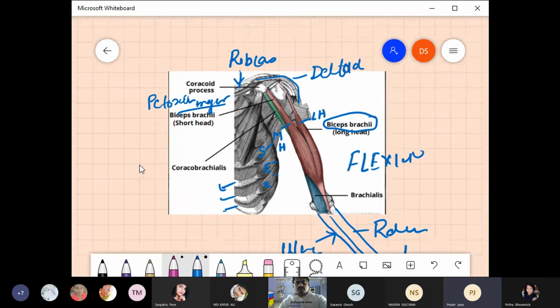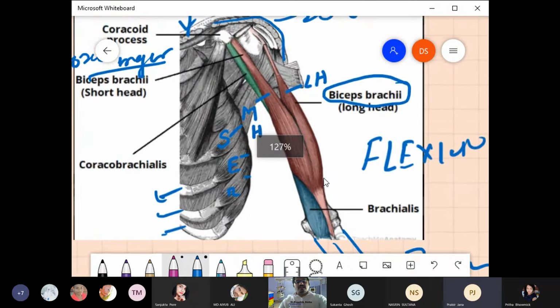The biceps brachii, one of the three and the most important muscles present in the upper arm, the biceps brachii. Did you understand the biceps brachii? Have a look at the diagram. If you've understood, it's fine. If you haven't, then also do. Yes, sir. Clear.